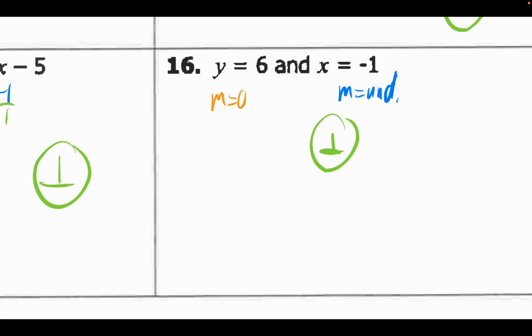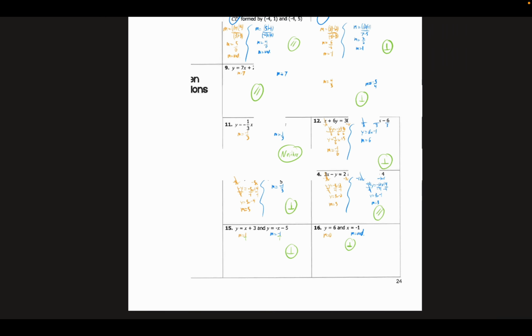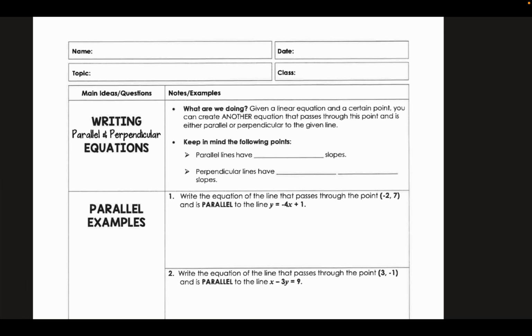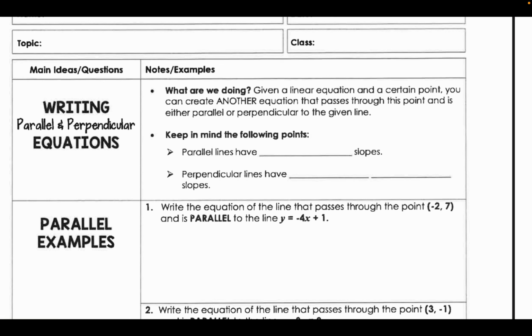Moving on to the next page here, we're going to write equations of parallel and perpendicular lines. So we spent a lot of time identifying whether lines are parallel or perpendicular. And so what are we doing? We're going to be given a linear equation and a certain point. And then you're going to be creating another equation that passes through that point and is either parallel or perpendicular to a given line. So we're going to be given an equation of a line, and then we're going to be taking that equation and using the slope to make a new equation with a point.